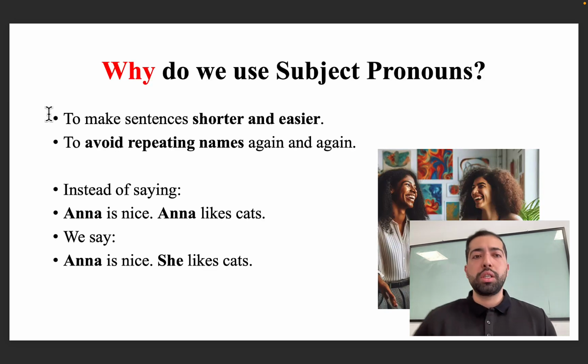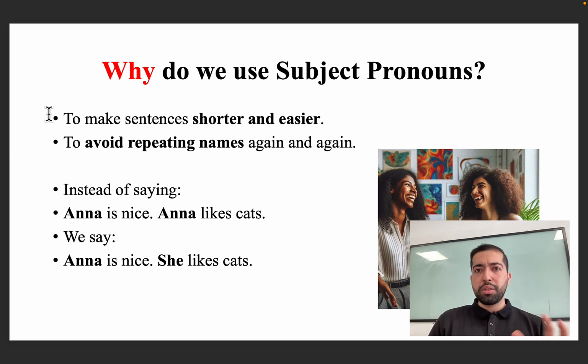Now, why do we use subject pronouns? As you can see on the screen, we use subject pronouns to make sentences shorter and easier. Sometimes we use subject pronouns to avoid repeating names again and again. As you can see in the example, instead of saying Anna is nice, Anna likes cats, we can say Anna is nice, she likes cats. So we avoided using Anna 2 times. We made our sentence shorter and easier to say. Or even if your audience know who you are talking about, you can use she in both sentences. She is nice, she likes cats.